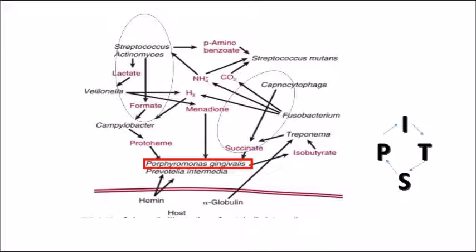Then one more interaction that you should learn, I have put it on the right side. Read it as PITS. You can see it, right? PITS. That is, P. gingivalis produces isobutyrate, which is taken up by Treponema species. Treponema species produces succinate, which is again taken up by Porphyromonas gingivalis. So this cycle, you should remember it as PITS. I hope these three major interactions are clear.